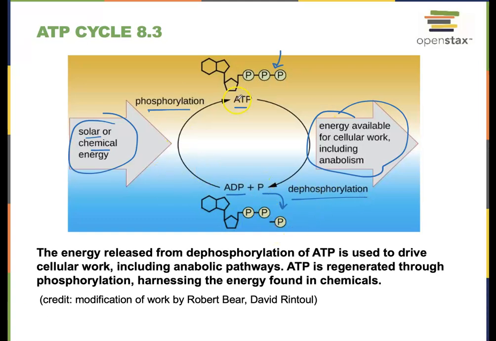All right, so it's just a cycle. So we have ATP, it gets used for energy. We took off a phosphate group, dephosphorylated. We have ADP, we need to power it back up. So we take the energy from our food to phosphorylate our ATP.